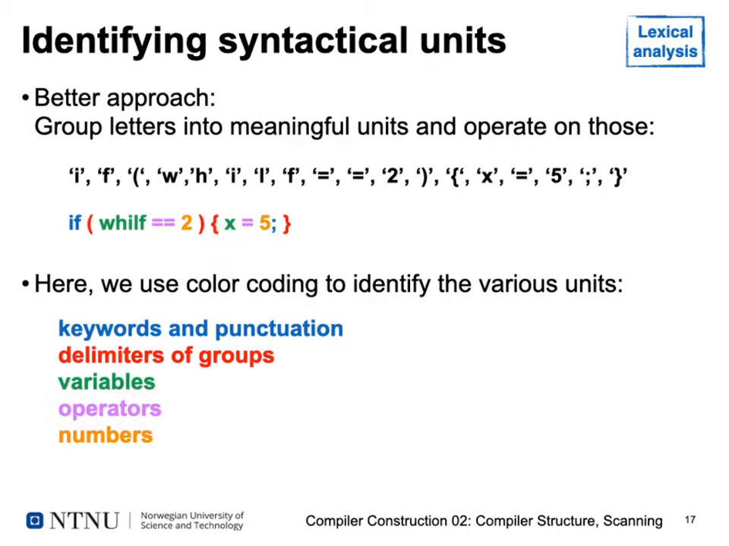In purple, there are operators like our equals comparison and our assignment operator equals. And finally, in orange, we have numbers like our number 2 and our number 5 on the right hand side here. So if we have a tool that splits our input character stream already into these parts that have a certain meaning, the rest of the compiler has less work to do in operating on all of these input data objects.